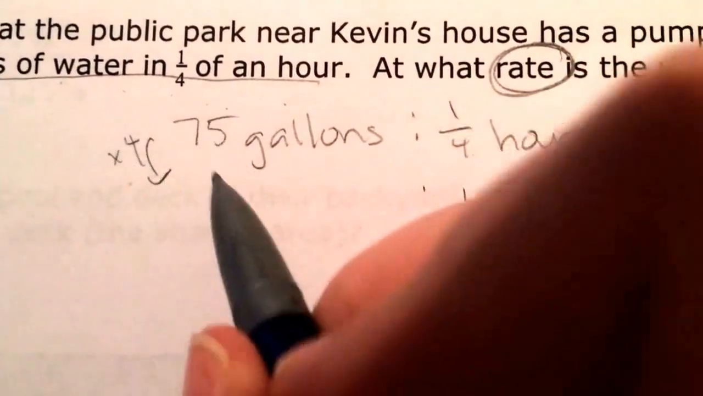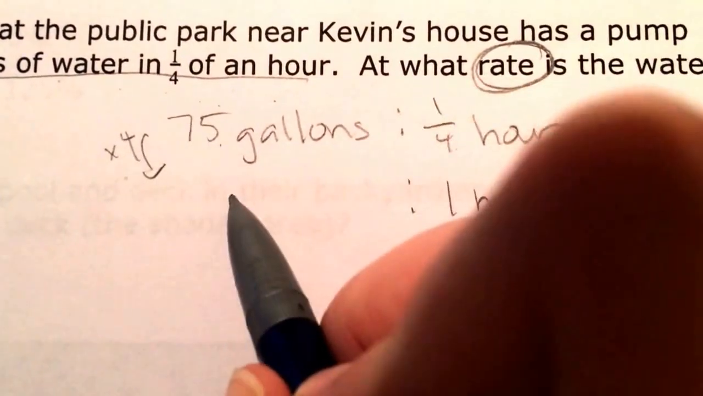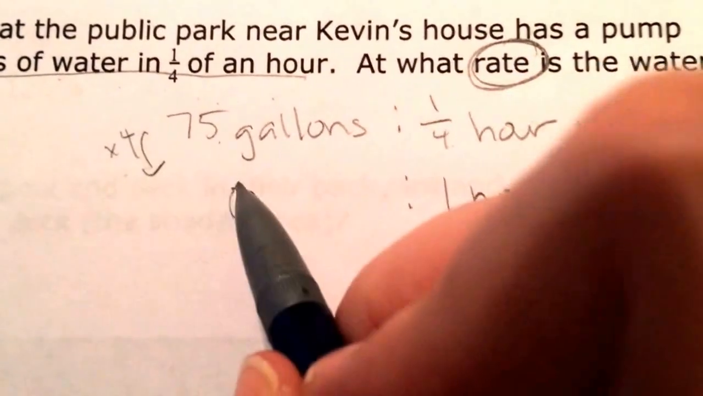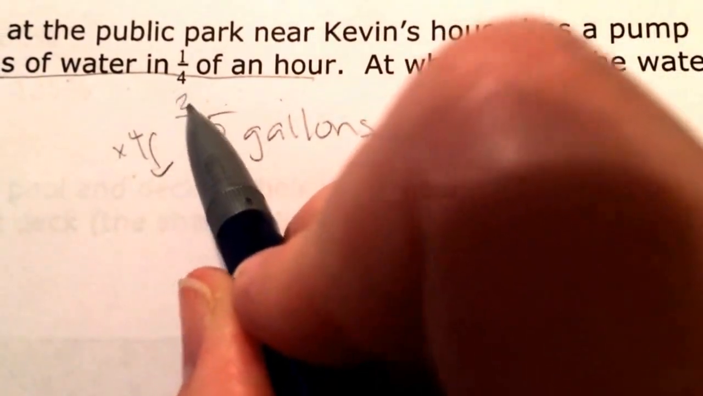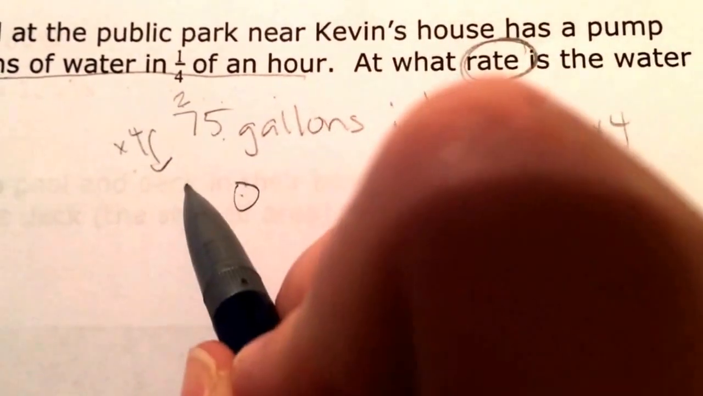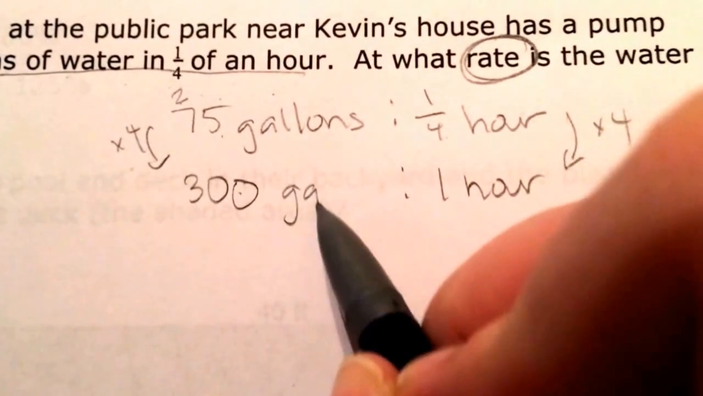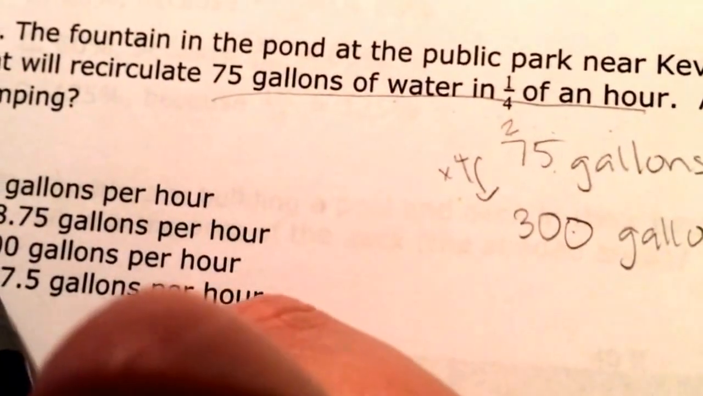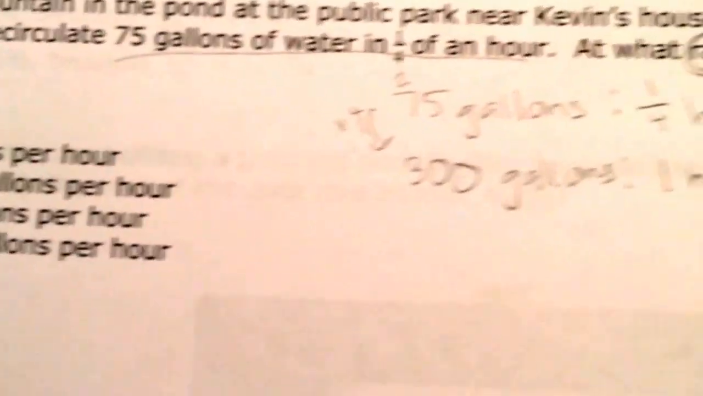So 75 times 4: 5 times 4 is 20. Write my 0, carry my 2. 7 times 4 is 28, plus 2 is 30. So I got 300 gallons per hour, and that is answer choice C.